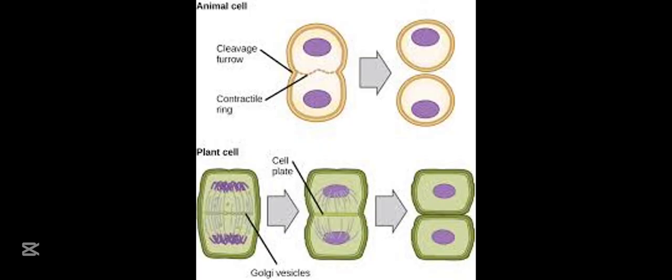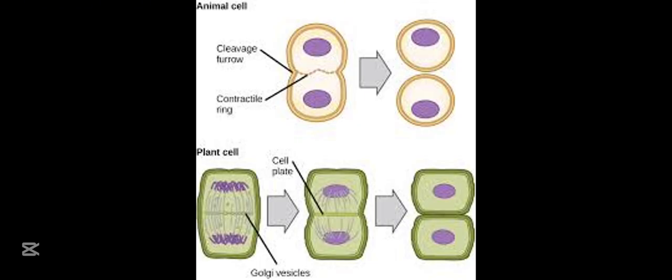Right, so we know a cell needs to divide. Now what? After the nucleus divides, you have to split the rest of the cell, right? And that is called cytokinesis. Cytokinesis. Got it. It's the division of the cytoplasm, so all that material outside of the nucleus, into those two new daughter cells.